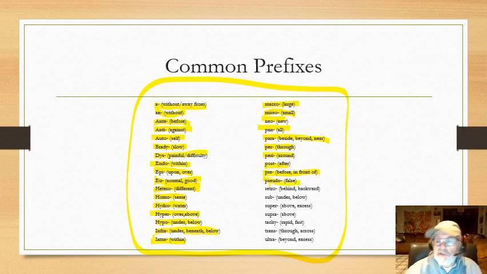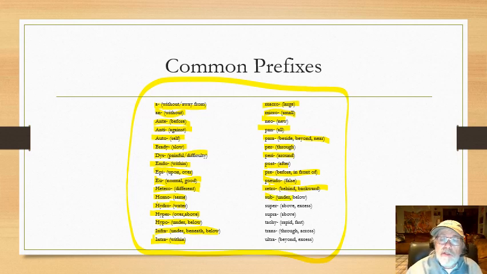Pseudo means false. Sometimes they have what's called a pseudotumor, and basically it's a false type of tumor. Pseudocyesis, false pregnancy. Cyesis is a word that means pregnancy. We'll talk about that at the very end of the year. Pseudocyesis would be false pregnancy. So pseudo means false. Retro means behind or backwards, like retroorbital, which we talked about.